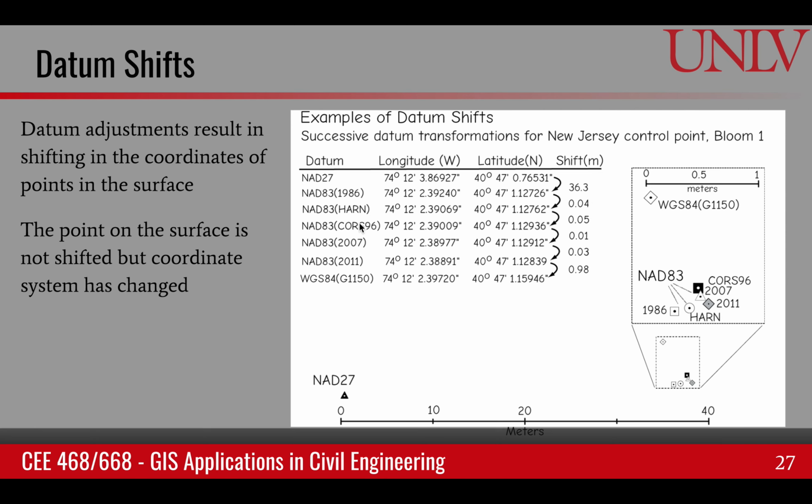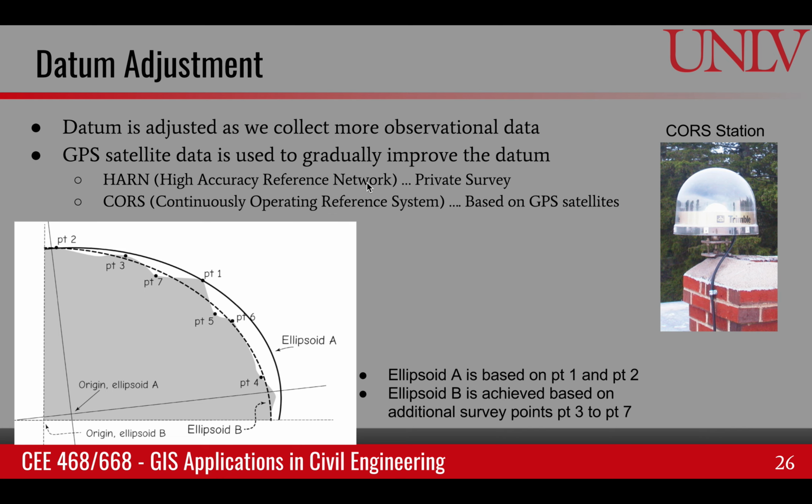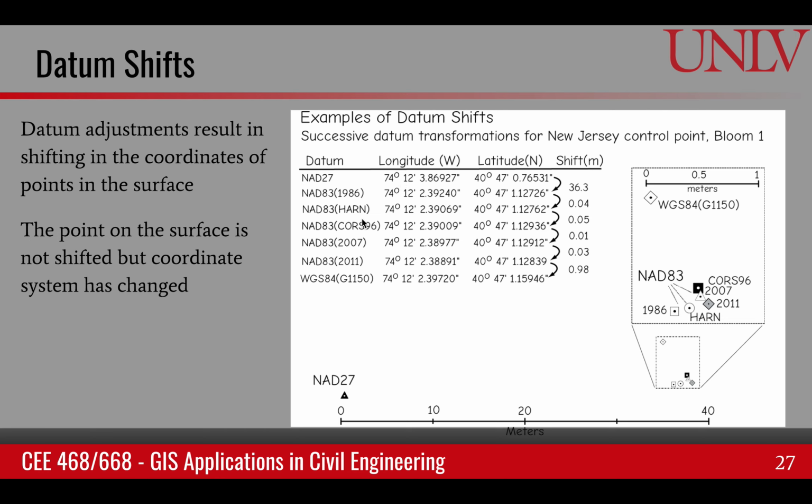And then later on, as I mentioned earlier, I think I missed this High Accuracy Reference Network. This is a private survey that is also used to improve accuracy. So later on, HARN was used, and there was a minor shift. Then the CORS system again made a minor shift. So this is not that the point Bloom 1 on the surface of Earth is moving, of course, obviously. It's that the coordinates of that point are getting improved as we improve our datum with more observational measurements.